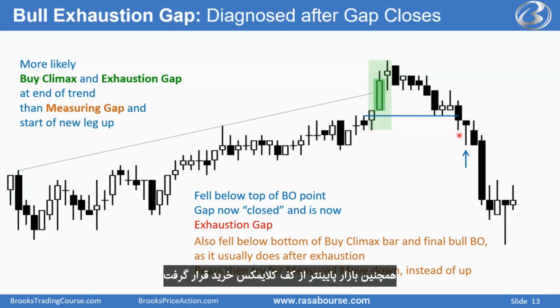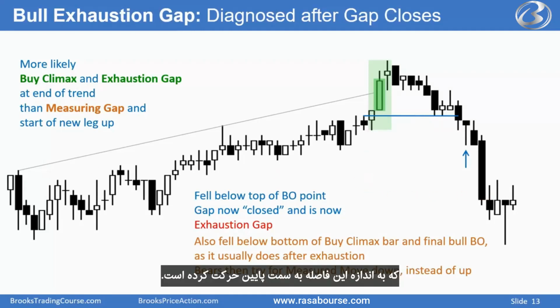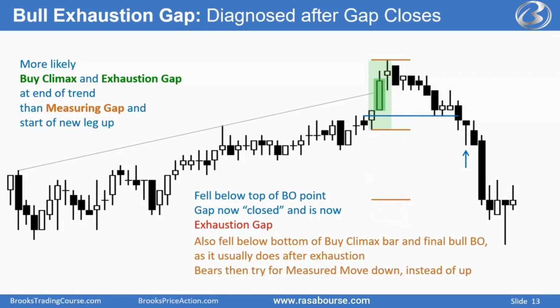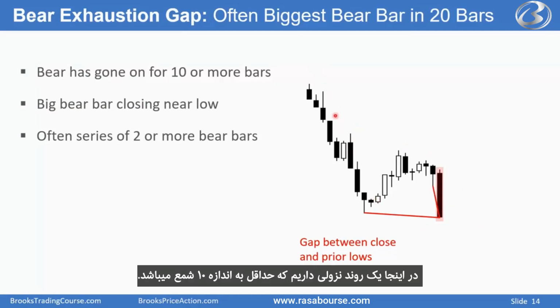It also fell below the bottom of the buy climax and fell for about a measured move down from the top of the buy climax to the bottom of the buy climax. And here's a measured move down. We have a bear trend. It lasted 10 or more bars.